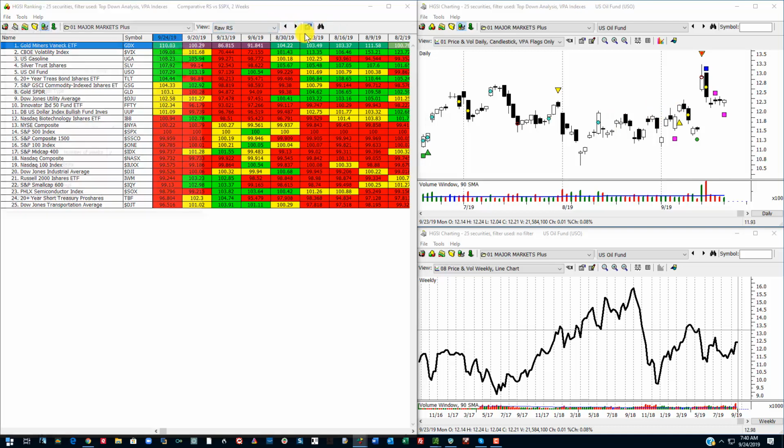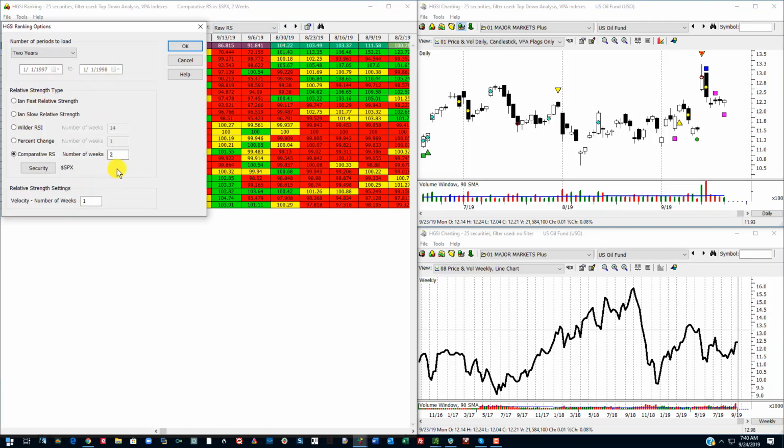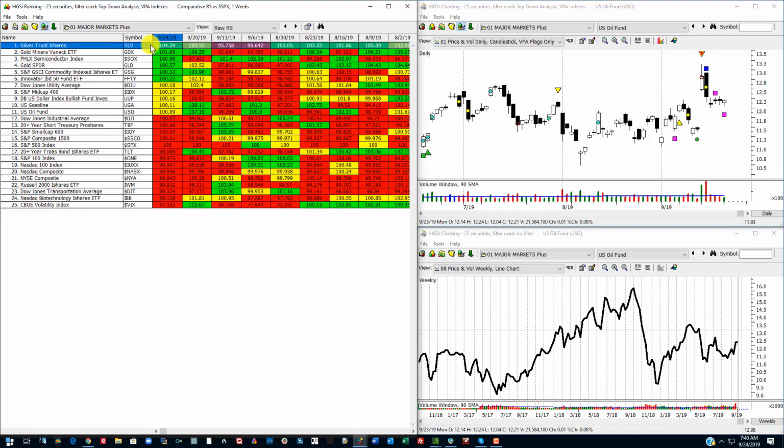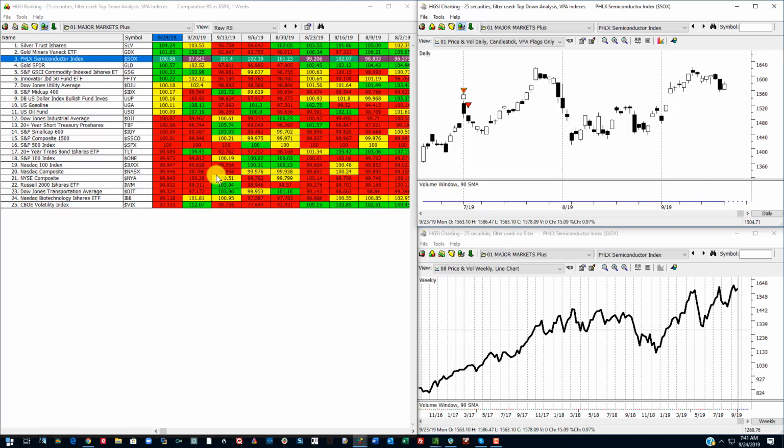Now I'm going to change one more thing. I'm going to go to 1 week, and let's see what's changed. Not much. You can see silver and gold are on top, but here's that semiconductor index that I talked about. It's starting to show some strength. Now look at the VIX. Over a 1 week period, notice it was up here over a 2 week period. Now it's dropped down to number 25. I'm going to take a quick look at the SOX, and I'm going to end this video.